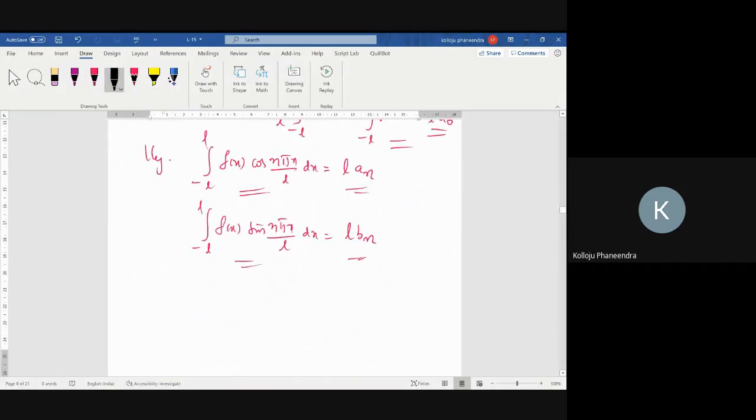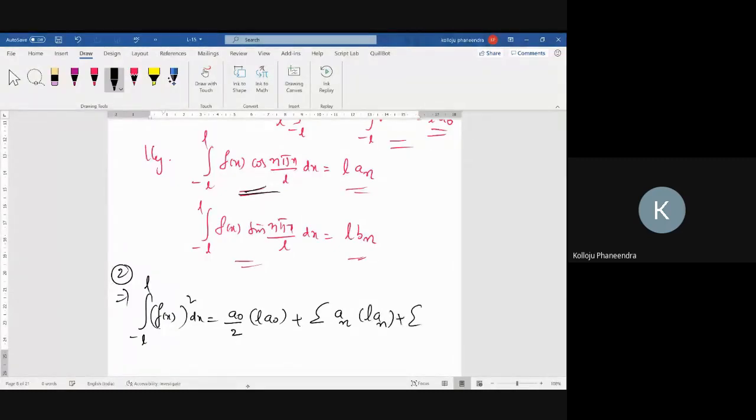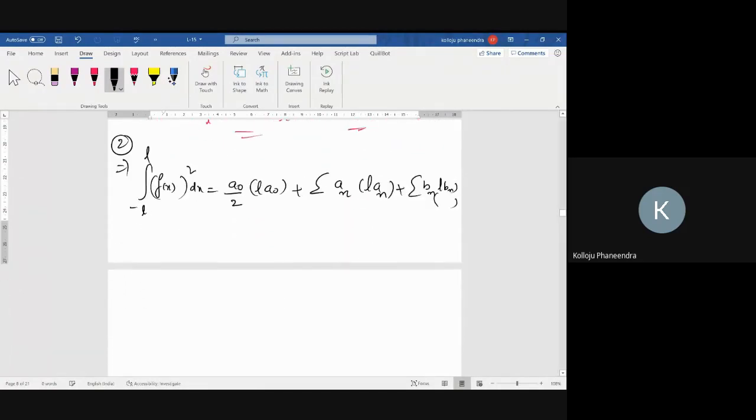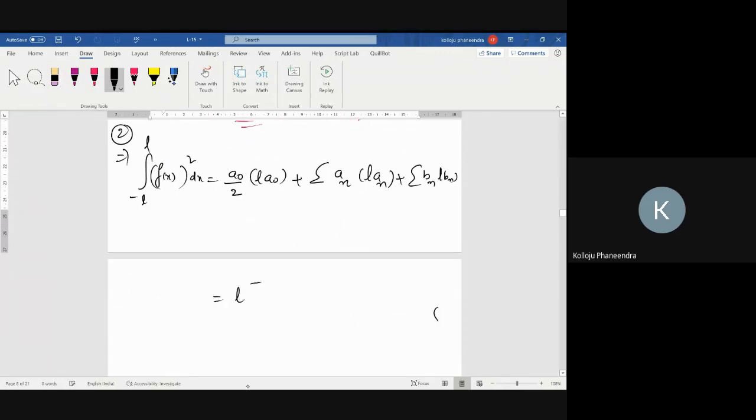Then equation 2 implies integral minus L to L f of x whole square dx equals a naught by 2 into the first integral value L a naught, plus summation an into L an, and another summation bn into L bn. L is common, so this is L times a naught square by 2 plus summation an square plus summation bn square.